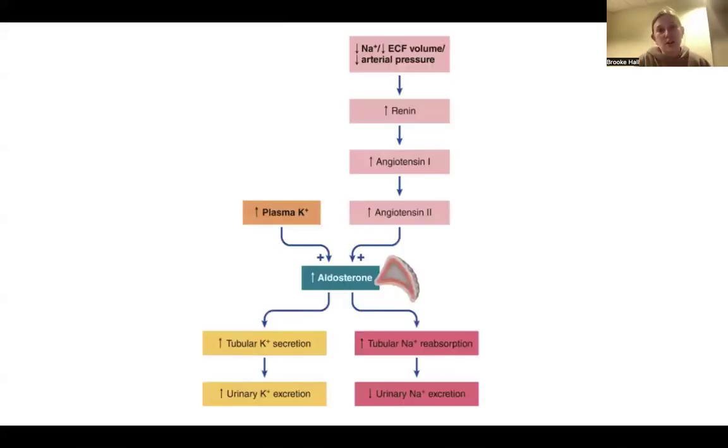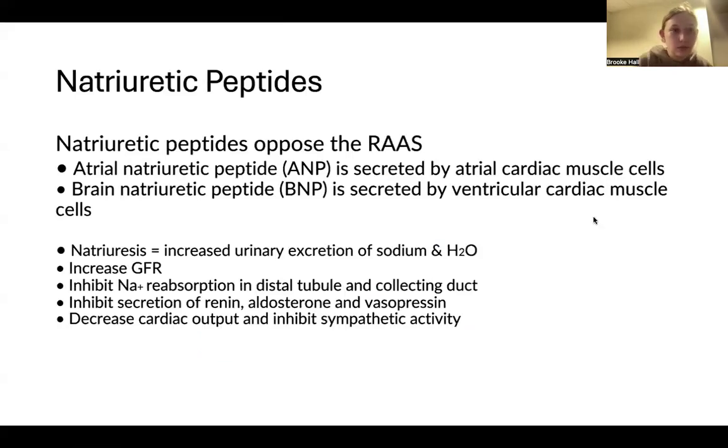So here's a little diagram that explains the effects of everything. I'm a visual person, so diagrams like this helped me learn it better by showing what happens if something increases or decreases, and then what's the next step after that to continue on. So the natriuretic peptides oppose the RAS system.